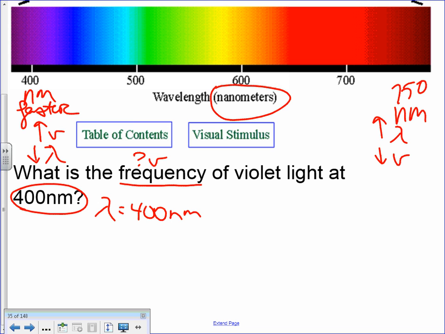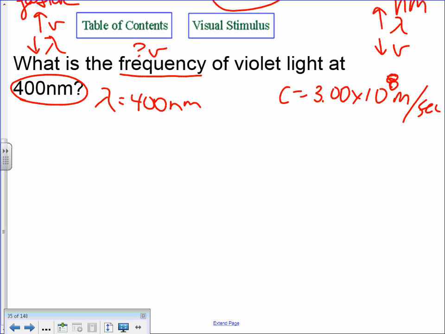What other variable do I always know? You wrote it down. C, speed of light. 3.00 times 10 to the 8th meters per second. Oh, what did I just say? Meters. So if I say meters, and I notice I'm in nanometers, I need to transition between them so I can actually use this. So the first step I need to do is take this to meters so I can import it to the speed of light formula.